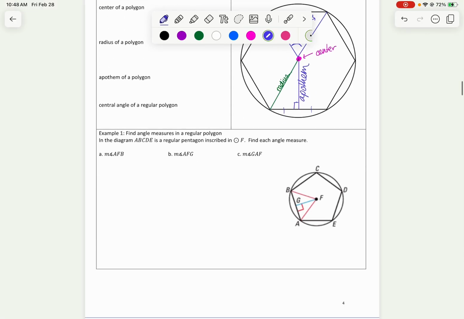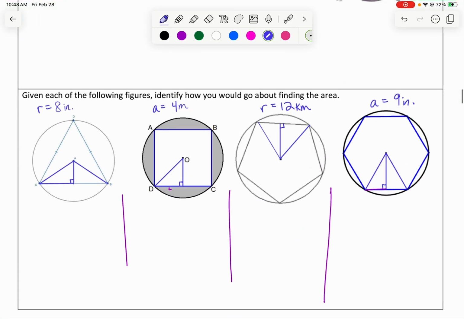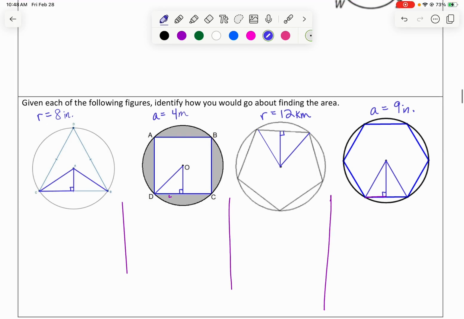If we're good on that, then let's continue on to page number 5 and go ahead, take a moment to pause and copy what I have drawn in here, and then we'll go ahead and get going. All right, so you should have just paused, and now we're gonna look at how to find the area of each of these regular polygons.